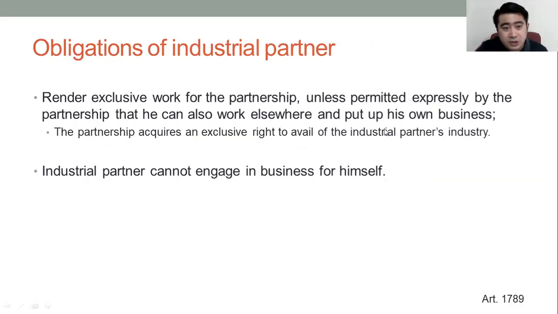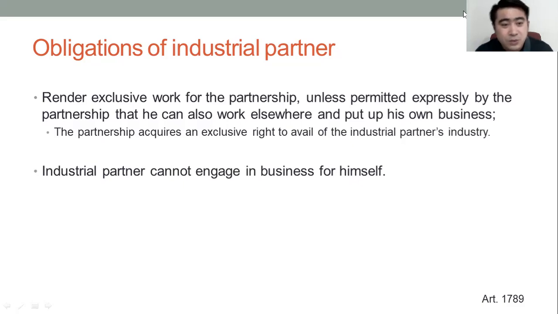So what are the obligations of an industrial partner? Number 1 is to render exclusive work for the partnership. Class, by now, dapat alam ninyo kung ano yung industrial partner. An industrial partner is a partner who contributes only his industry. Pwede bang magkaroon, class, ng partner na capitalist partner at the same time he renders his services? Yes, pwede naman yun.